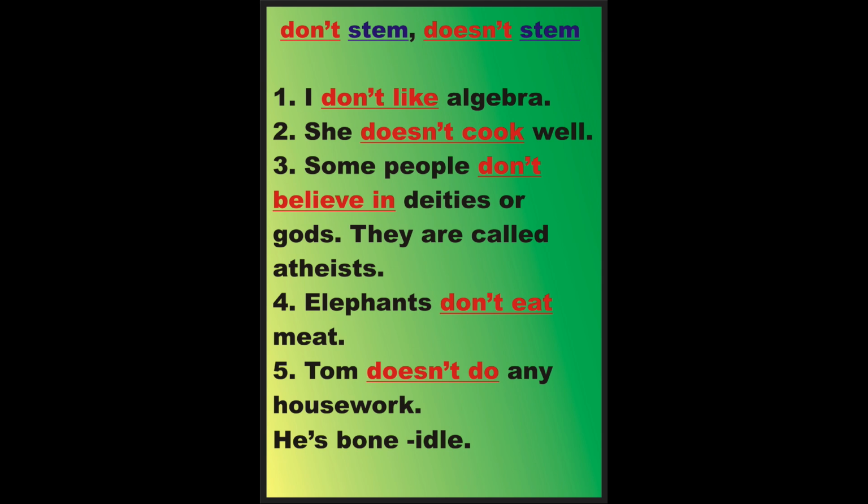In the negative, we write don't and doesn't with stems. Don't is plural, doesn't is singular. I don't like algebra. She doesn't cook well. Some people don't believe in deities or gods. They are called atheists.